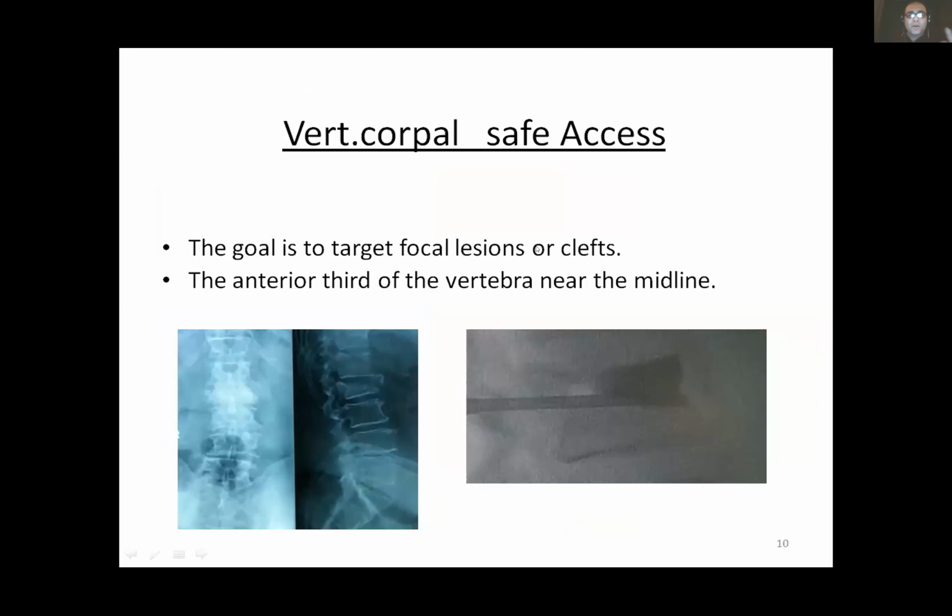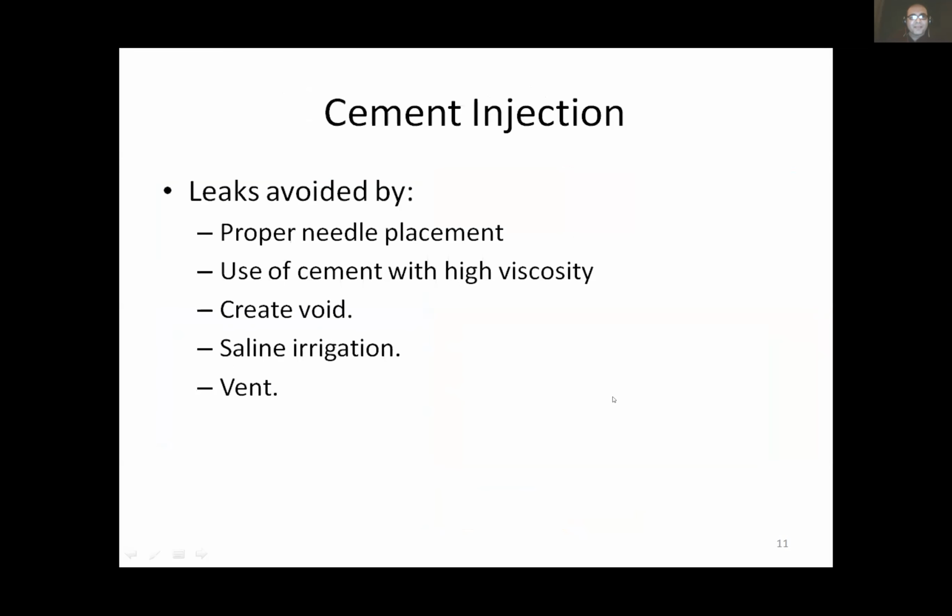Vertebral body access is safe, and you need to target the focal lesion. You need to have, as here, homogeneous filling of the vertebral body. And you know that the vertebral body anteriorly is rounded, so you need to stop the Jamshidi needle in the anterior third, not go that far anteriorly. And regarding the cement, I rely on high viscosity cement.